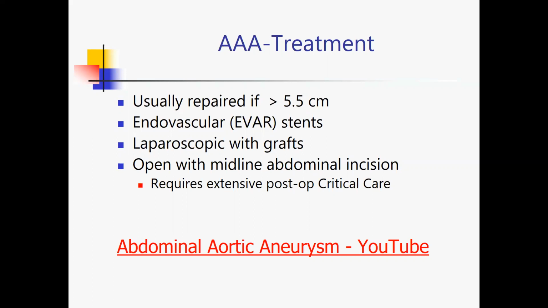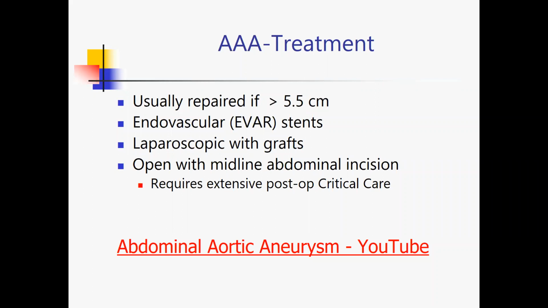Not everyone is a candidate for this laparoscopic procedure. So let's talk about the open procedure with the midline abdominal incision. That's the original way that they used to fix, and still sometimes fix, abdominal aneurysms. And these folks are going to be your unstable folks. These folks are going to have the larger aneurysms that they have to fix.